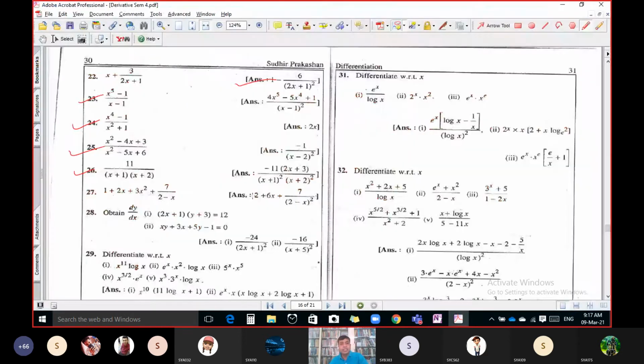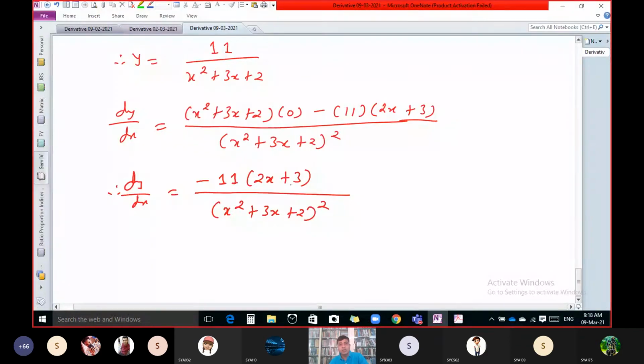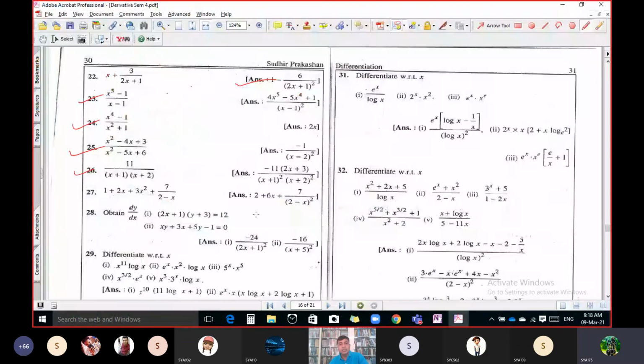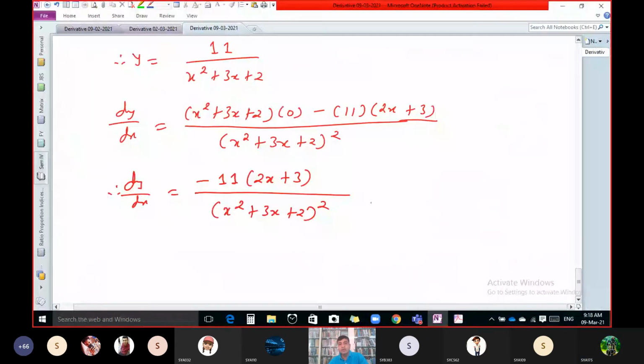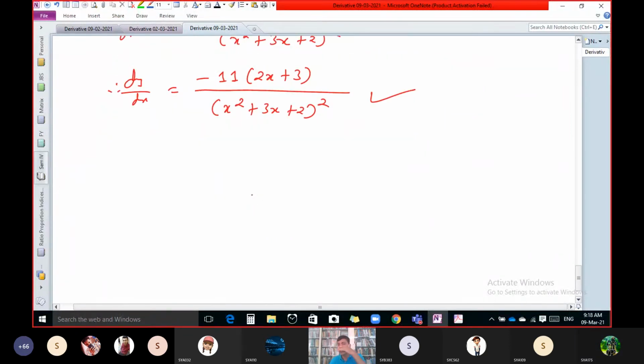But the answer given in the book is different. See, minus 11 in bracket 2x plus 3 is there in the numerator. In the denominator, it is different: x plus 1 the whole square into x plus 2 the whole square. So what do we have to do? In the exam, you can keep this as the final answer. No problem at all. You will get full marks.